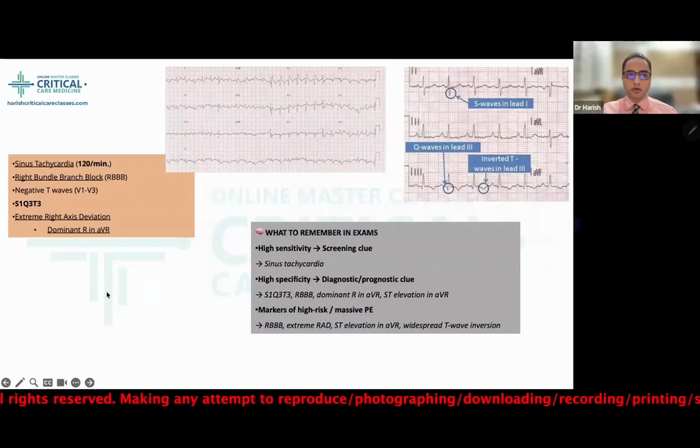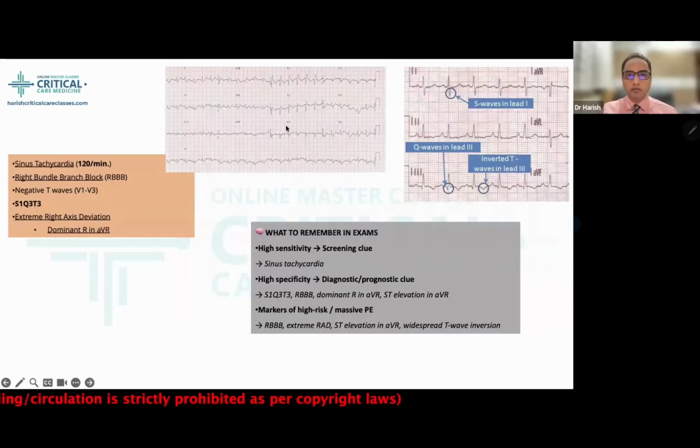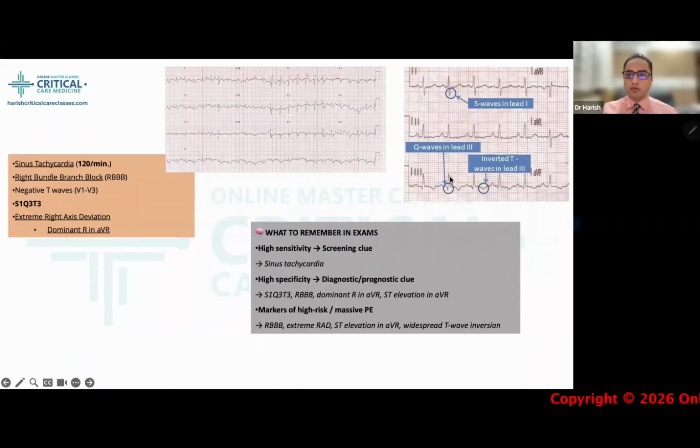Okay. So here the patient is having a sinus tachycardia, heart rate around 120 per minute. RBBB pattern is there. Negative T waves in V1 to V3, so V1, V2, V3 have negative T waves. With S1, Q3, T3 pattern. This is the S wave in lead 1. Q wave in lead 3. Inverted T waves in lead 3 again. So that we call S1 Q3 T3.